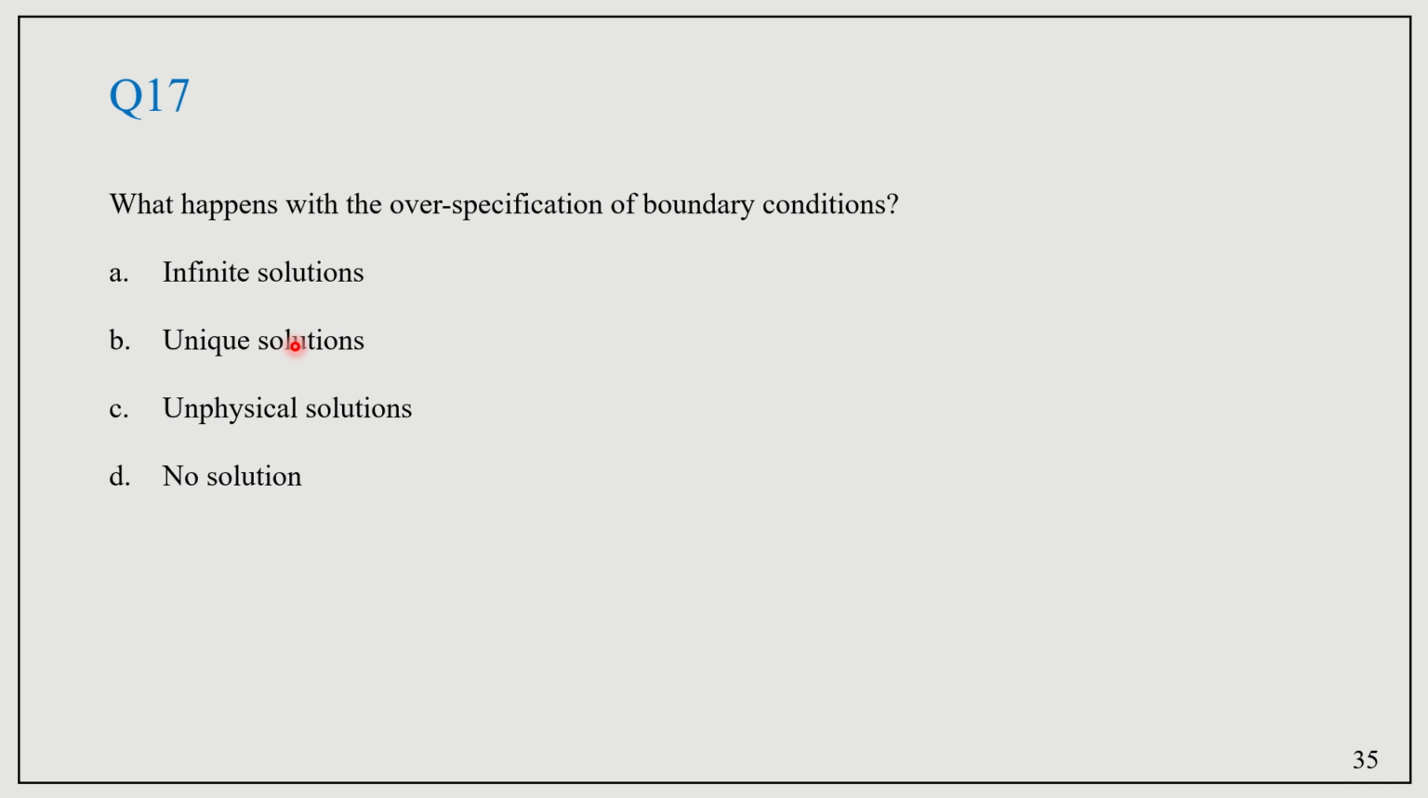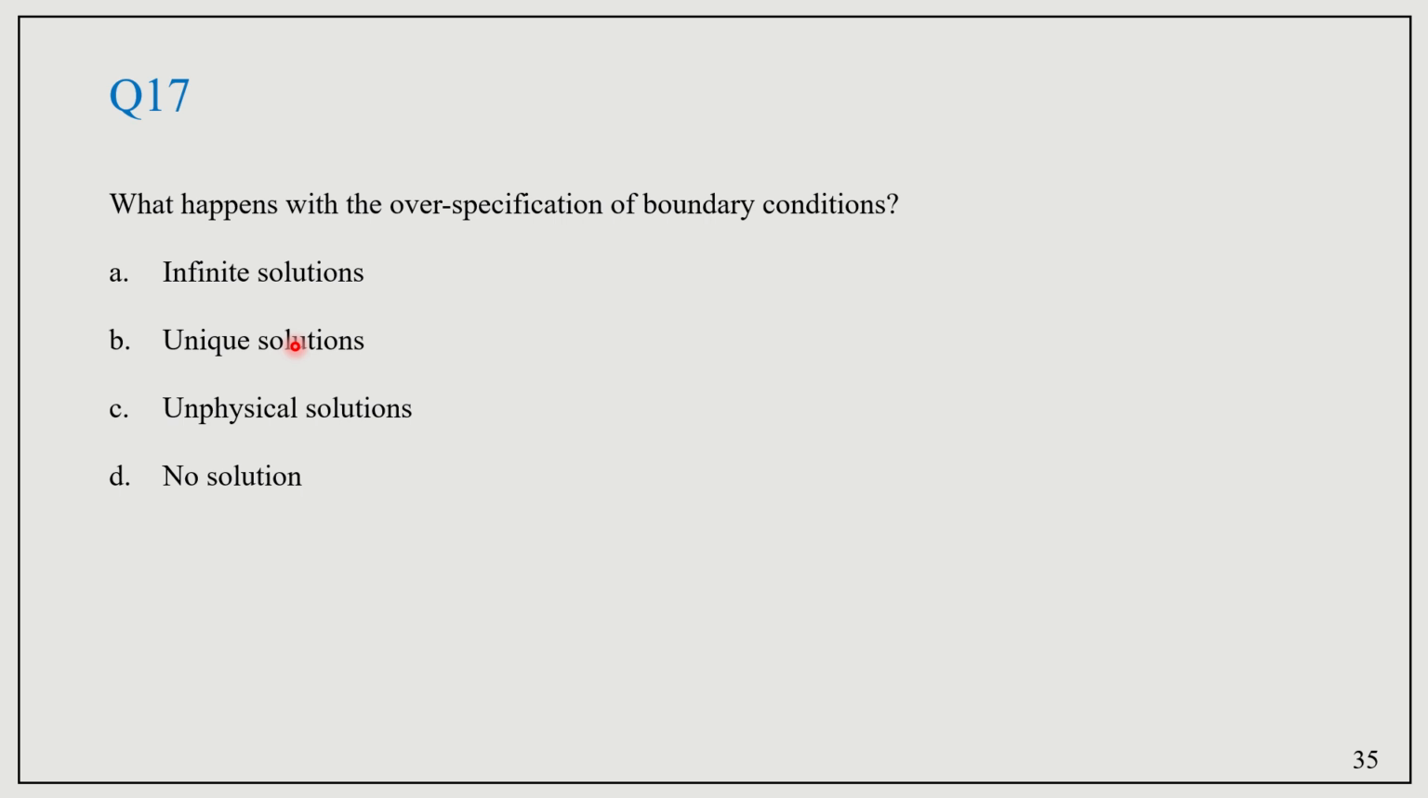So what happens with the overspecification of boundary conditions? If we are specifying the boundary condition more than is required, what happens? In the previous case, we saw the under specification of boundary conditions. If the boundary condition is specified less than required, it will give rise to n number of solutions, because that particular value can be anything. So the solution can also be anything.